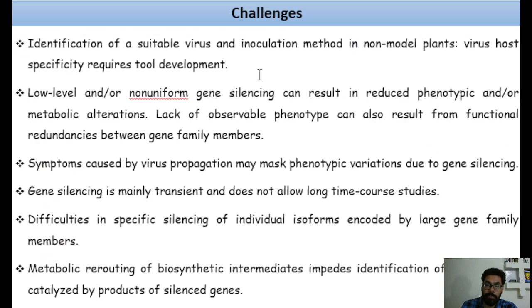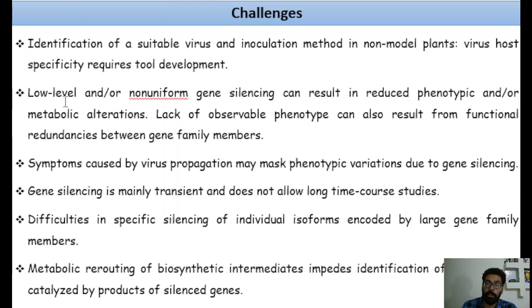So what are the challenges of virus-induced gene silencing? The first and foremost challenge is the identification of a suitable virus vector and inoculation method in non-model plants. In model plants, it is already available, so we are doing the experiments in model plants, but for non-model plants, we have to identify the virus vectors as well as inoculation methods. Like for monocots, it is problematic. We have to use different monocot viruses for that.